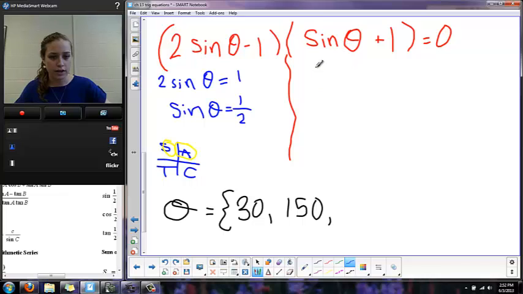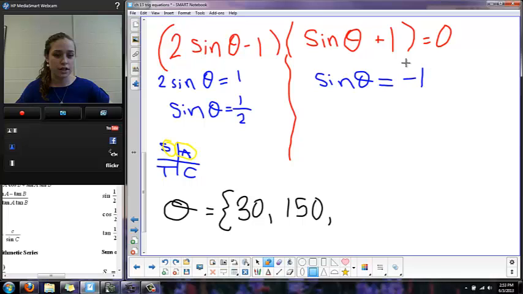Okay, now let's go over here. I have sine theta plus 1 is equal to 0, so sine theta is equal to a negative 1. Now, remember, John, anytime your answer is a negative 1, a positive 1, or a 0, that's not a square. It's normally a circle. I need my unit circle back.